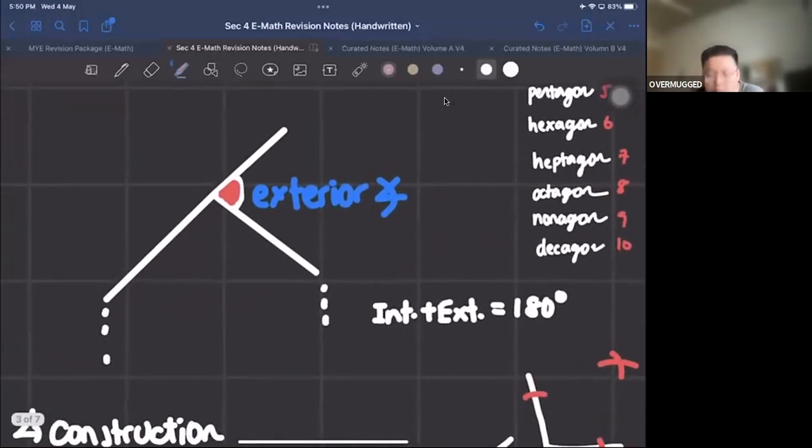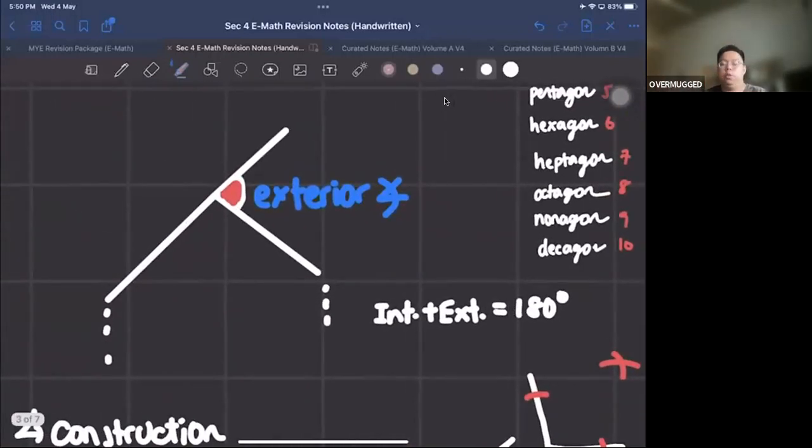This one, very common mistake. So please be careful. Exterior angles and interior angles. Remember that the exterior angle is 180 minus the interior angle of the polygon, not the whole thing. The whole thing is the reflex. So please be very careful. Don't make careless mistakes here.